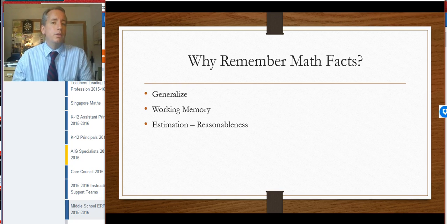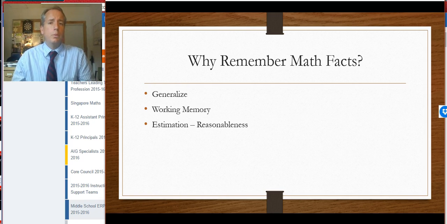That also applies to bigger numbers, right? So if I know that 2 times 8 is 16, then I know something about 20 times 8. And I know something about 80 times 20 or 800 times 200. But I can't really generalize if I don't know those basic facts.